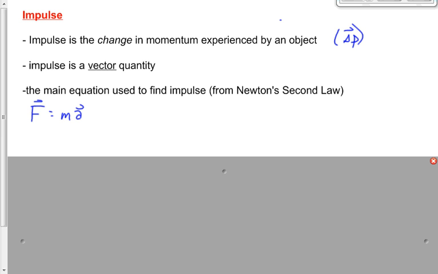Now, I'm going to do some substitutions here and see what comes out of this. I'm going to replace a with delta v over delta t. Is that okay? Can I do that? Is that allowed? Sure it is. Why not? Let's rearrange this a bit now. Let's take the t up by multiplying. It becomes F times t is equal to m times delta v. Is that okay?